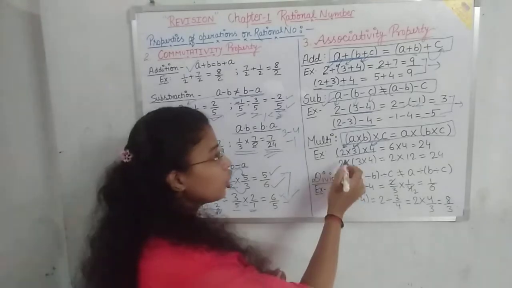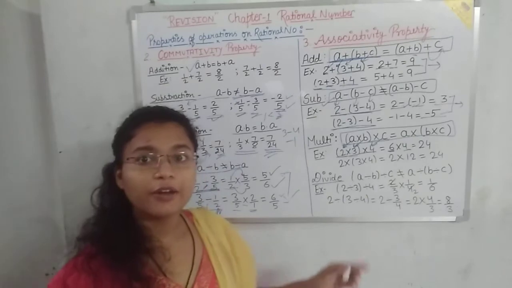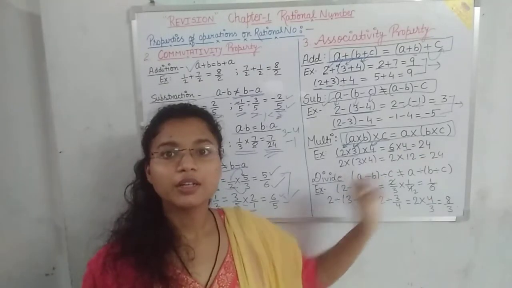Solve the bracket. 2 into 3 will give you 6 and into 4. And when you multiply them, you will get 24.